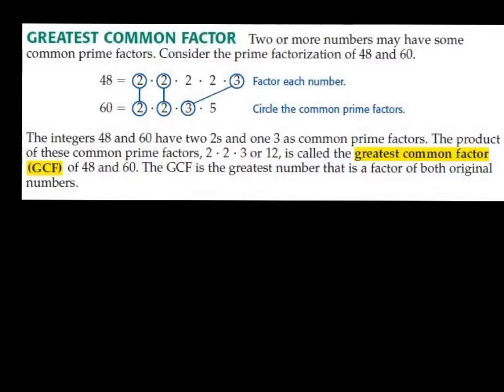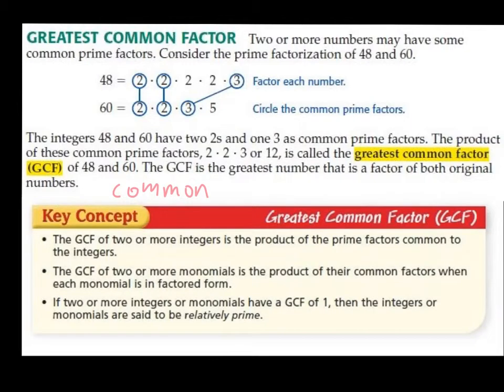The greatest common factor is the greatest number that is a factor of both numbers. Of both means the common part of the greatest common factor. Okay, this restates the same thing. The greatest common factor of 2 or more integers is the product of the prime factors common to the integers. The greatest common factor of 2 or more monomials is the product of their common factors when each monomial is in factored form. If 2 or more integers or monomials have a greatest common factor of 1, then the integers or monomials are said to be relatively prime.